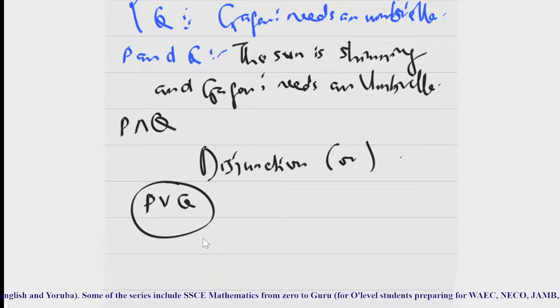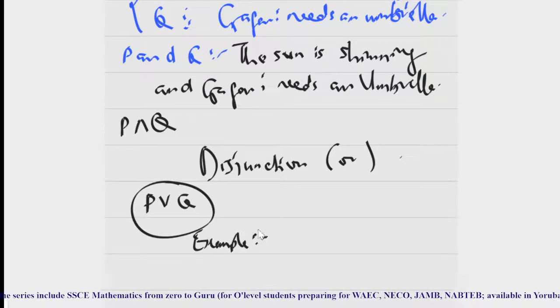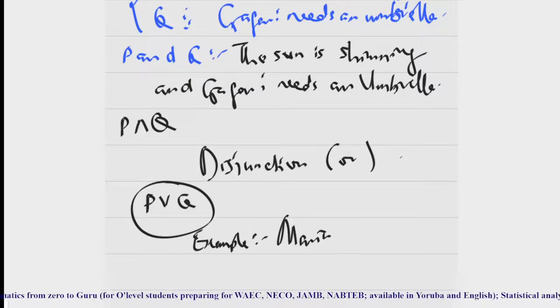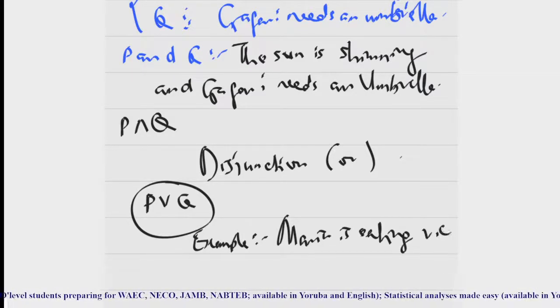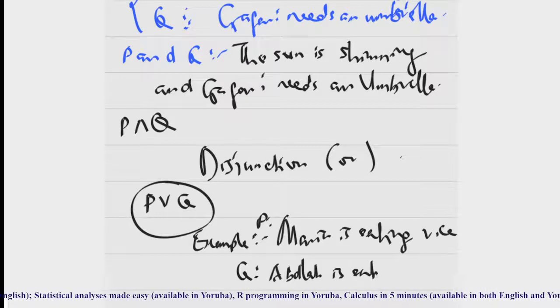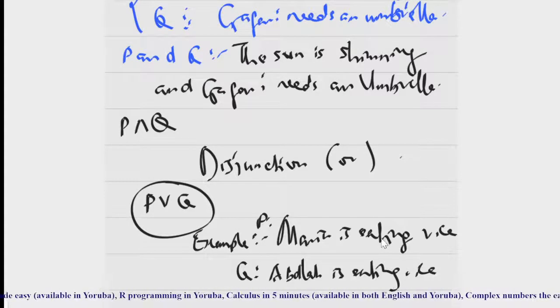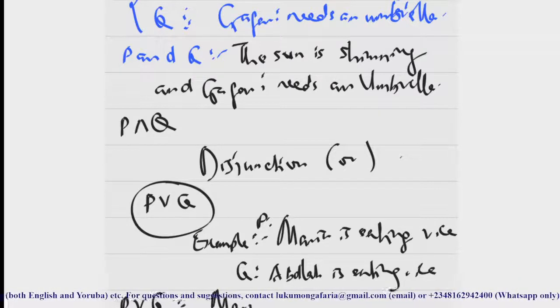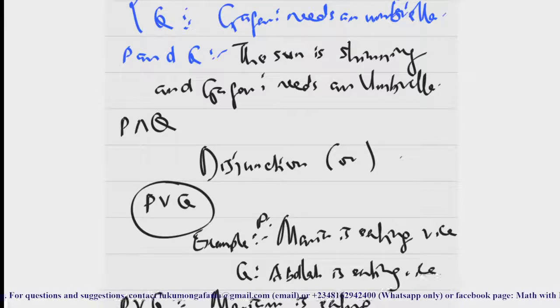So for example, don't worry, you will get the explanation very clearly in the next video. Mariam is eating rice. So if this is statement P, for example, Q: Abdullah is eating fish. When we want to use disjunction, P is a simple statement, Q is also a simple statement. So when we want to combine the two statements together, you use the word or. Then P or Q will now be what? Mariam is eating rice, or Abdullah is eating fish.